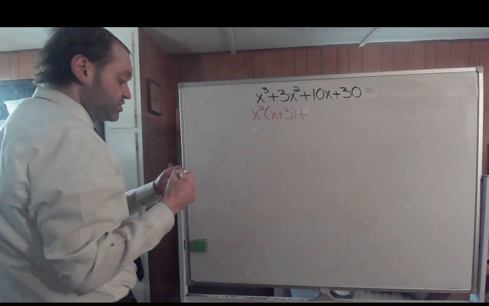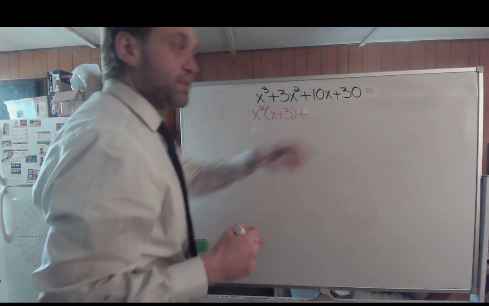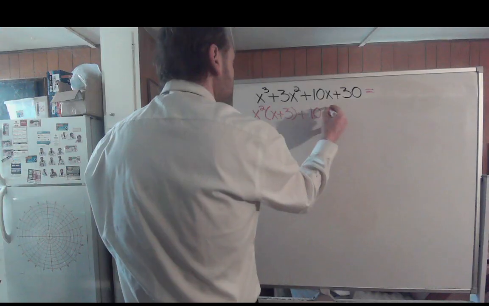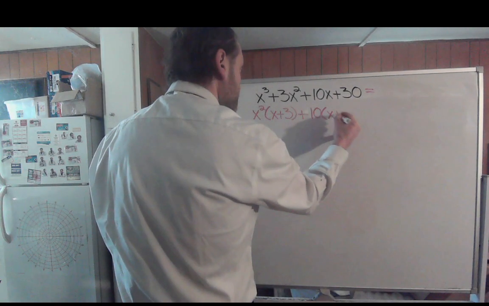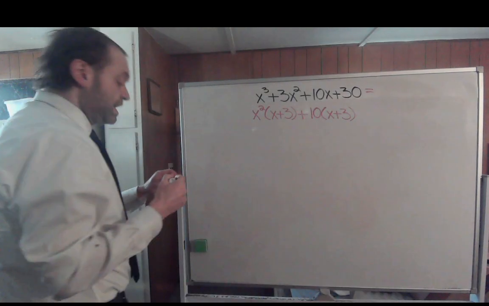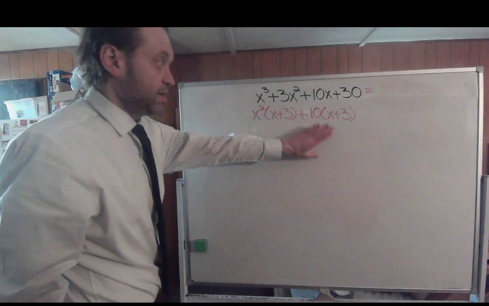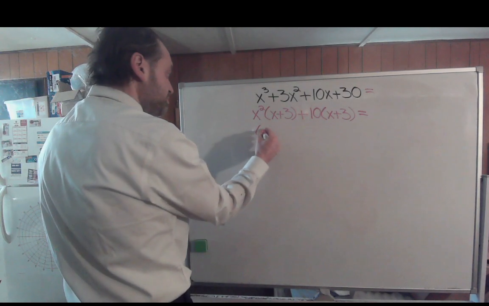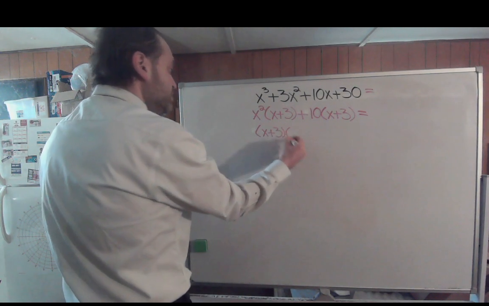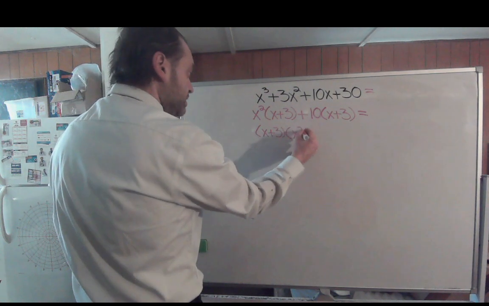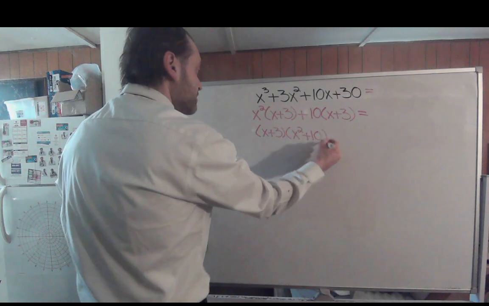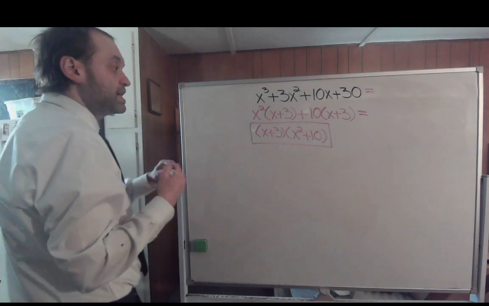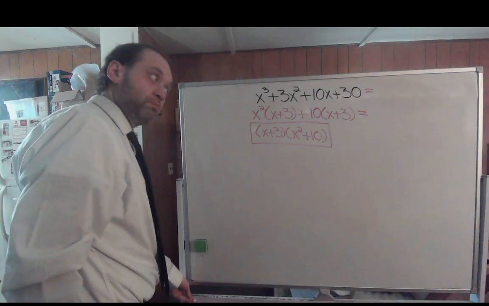Plus, now let's look at your second two terms. Between 10x and 30, what do we have in common? We have a common 10, right? So that'd be plus 10 times the quantity of x plus 3. So now you have two terms here that both have a common x plus 3, right? So factor out your x plus 3, what you should be left with is simply x squared plus 10 for your other factor. So this is going to factor into the quantity of x plus 3 times the quantity of x squared plus 10.